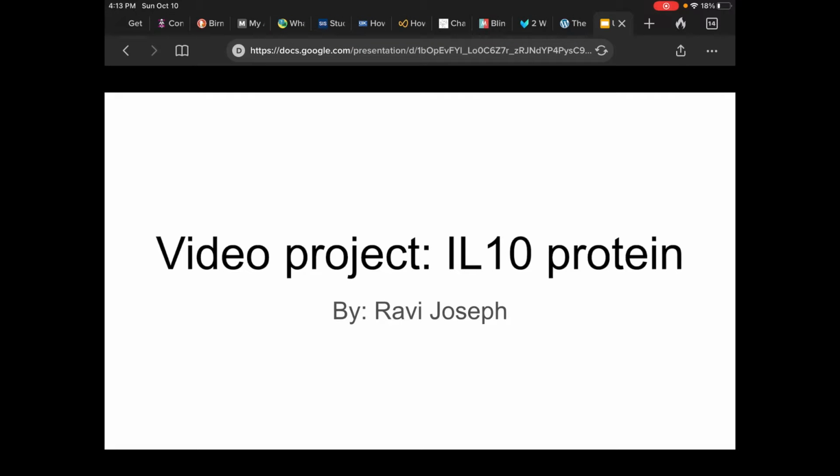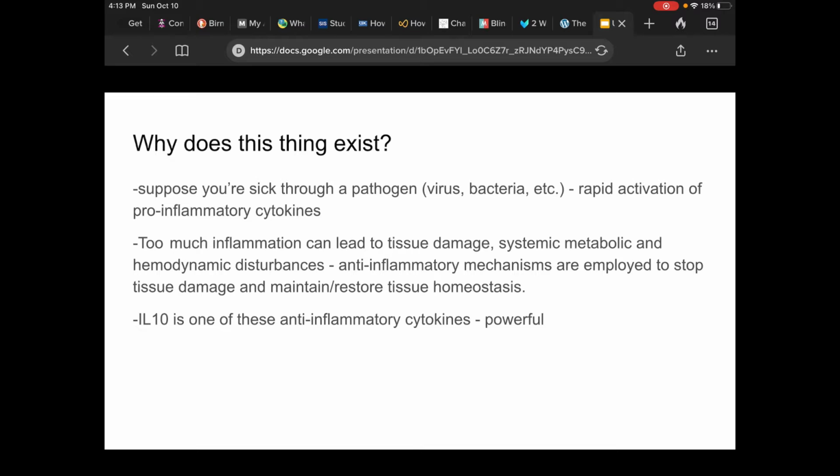Hello everyone, my name is Ravi Joseph and today I'm going to be talking about the protein interleukin 10, or as we will refer to it from now on, IL-10. So what is IL-10? Well, imagine that you wake up one morning and you find out that you're sick.